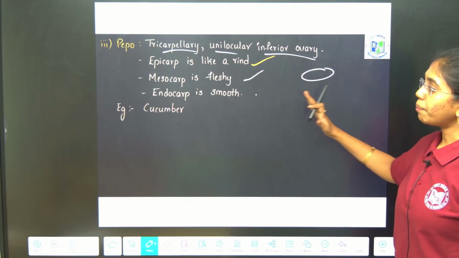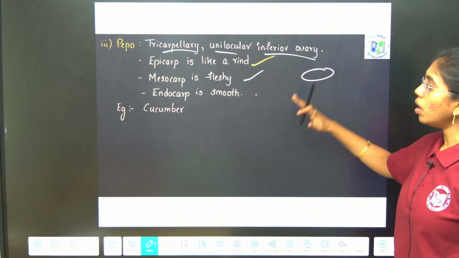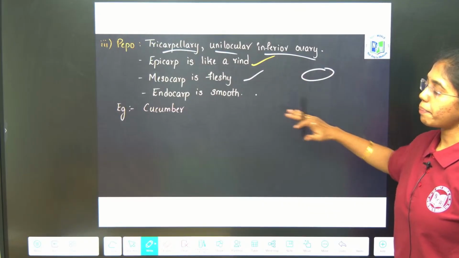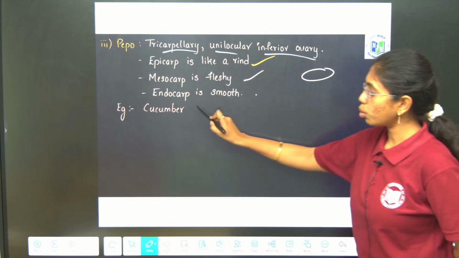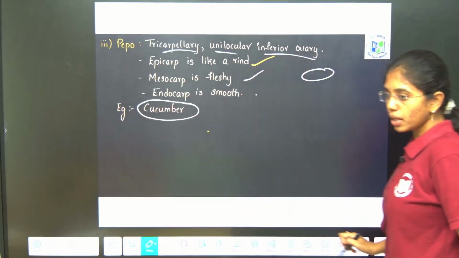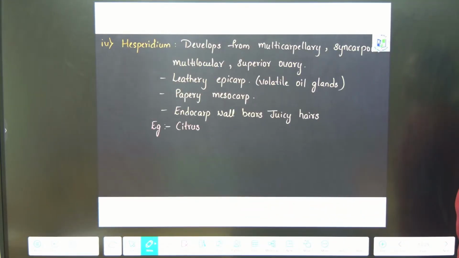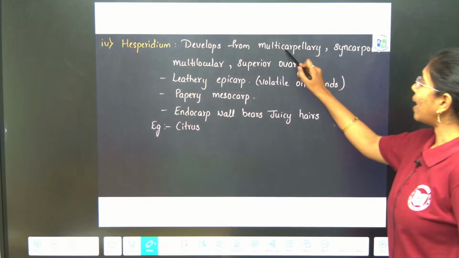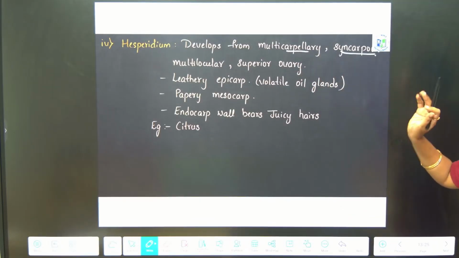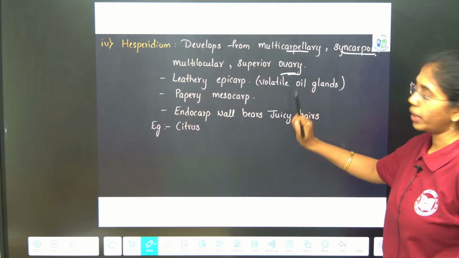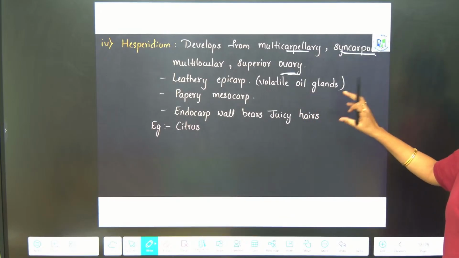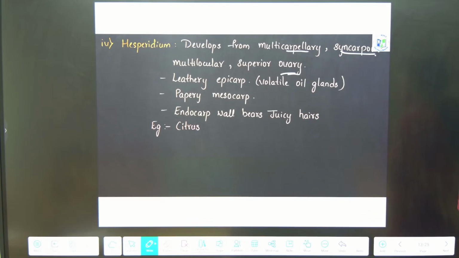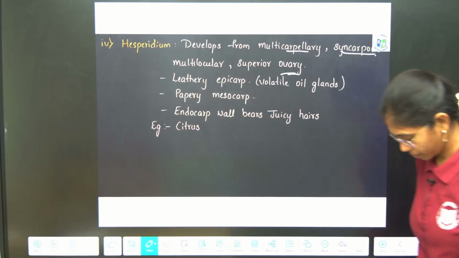In each type of fleshy fruit, you have to know what is epicarp, mesocarp and endocarp. For example, cucumber. Okay. And then Hesperidium. This develops from what? Multicarpillary syncarpous multilocular superior ovary. Okay. Best example is citrus.